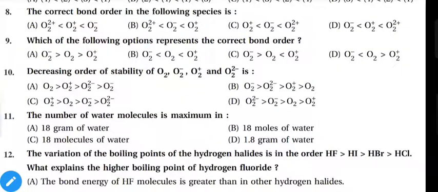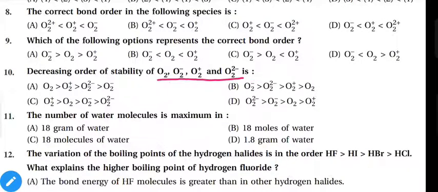Now question number 8, 9 and 10, all of them require a similar type of explanation. The correct bond order of the following species, or the next question, which represents the correct order of bond order, or the 10th question, decreasing order of stability of O2, O2 minus, O2 plus and O2 2 minus. For these three questions we need their molecular orbital diagram. Suppose let's discuss the 10th question, because in this question we have all different forms of O2: O2, O2 minus, O2 plus and O2 2 minus.